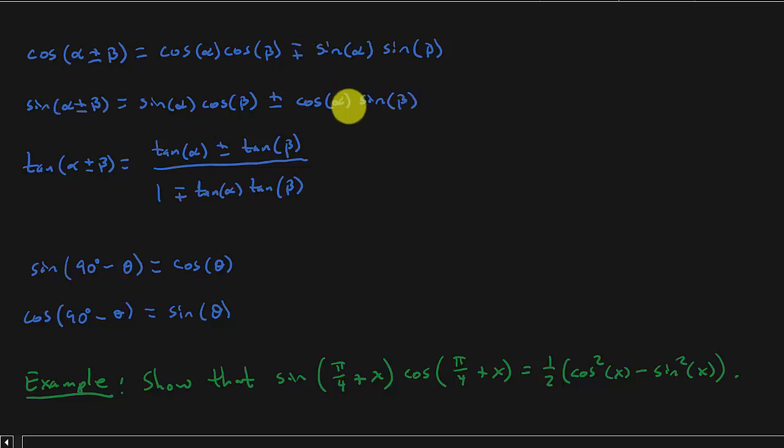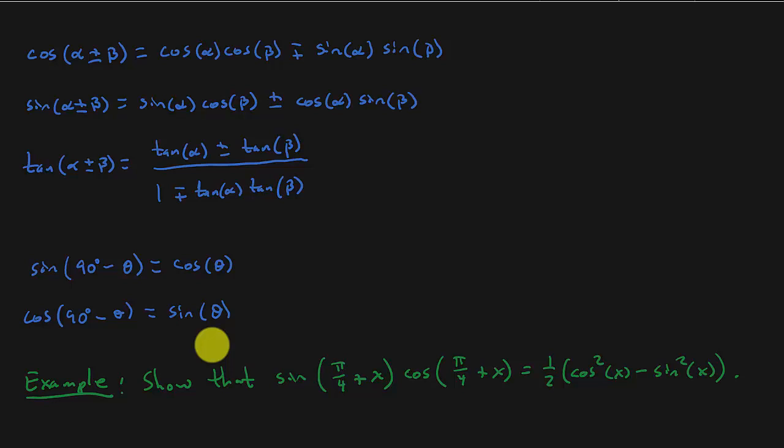And then similar here with sine alpha plus or minus beta and tangent alpha plus or minus beta, you would have to know those. And then you got your cofunction identities. Sine of 90 degrees minus theta is cosine theta, and cosine of 90 minus theta is sine theta. All right.